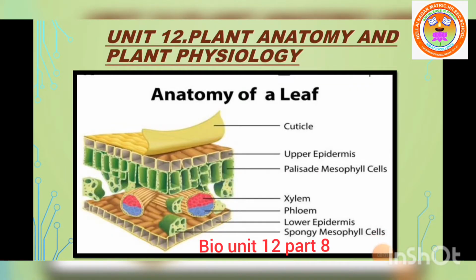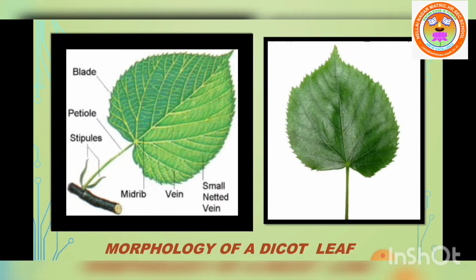Very good morning, students. In the previous session we discussed the anatomy of dicot and monocot root, dicot and monocot stem. Today we are going to discuss the anatomy of leaf. Leaves are very important vegetative organs because they are mainly concerned with photosynthesis and transpiration.